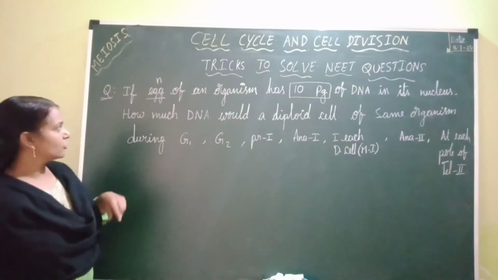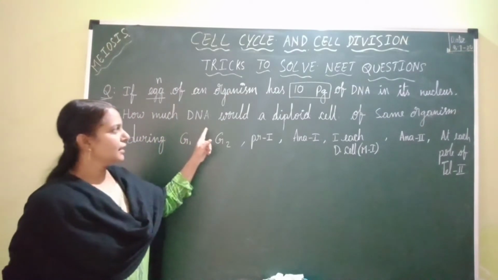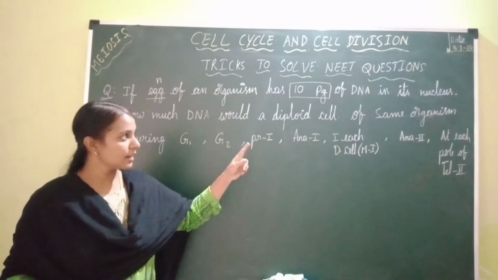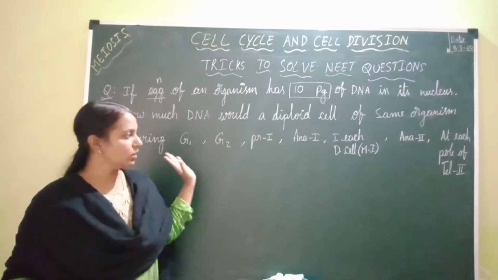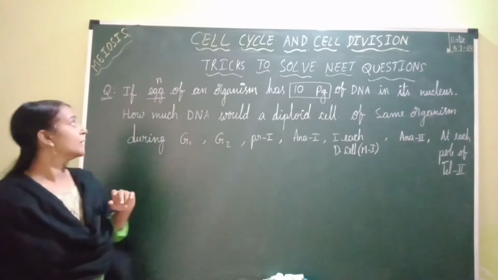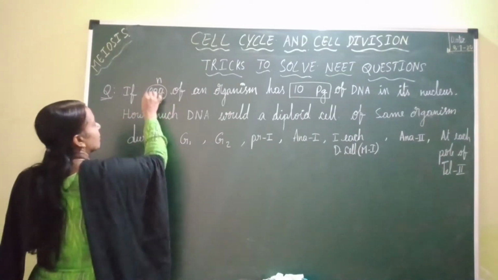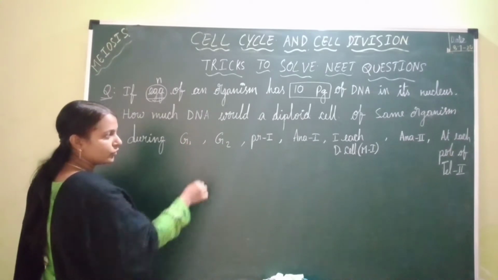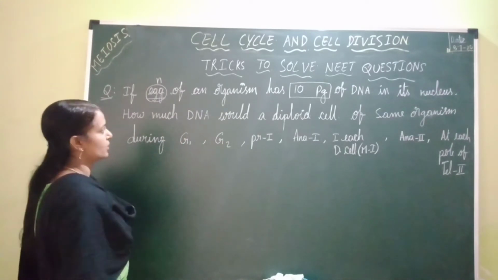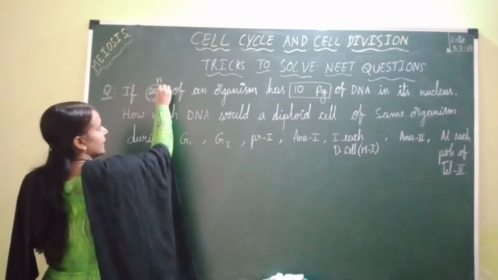Now we have to find how much DNA would be present in the diploid cell of the same organism during different phases of meiosis. So the egg is actually haploid. So what do we need to find? We need to find the amount of DNA during different phases of meiosis.